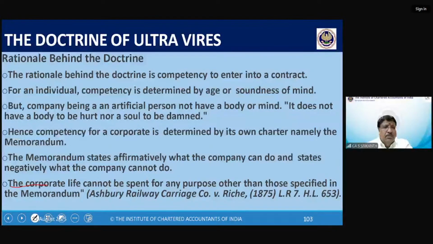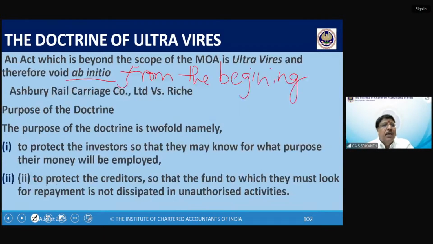The main point is a company shall not enter into a contract which is not in accordance with or for the purpose of the objects mentioned in the main object of the company. Ashbury Railway Carriage was a case where there was a company incorporated for manufacturing railway carriages, right? But they got a contract for laying a railway line in Belgium, for which they entered into a contract for purchasing coal and certain other matters.